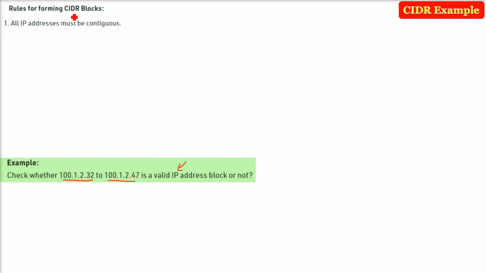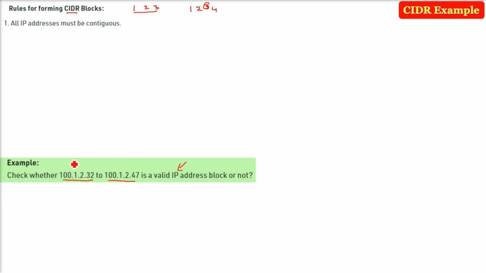First rule is all IP addresses must be contiguous. What does it mean? If I write 1, 2, 3, this is contiguous. If I write 1, 2, 4, no, 3 is missing, so it is not contiguous. Contiguous means one by one, like an array being stored. So we have to check for this.